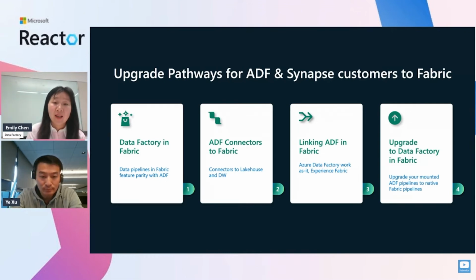It is just run as it is. So simply connect to your lakehouse and the data warehouse. So the third pillar is we can link your ADF items in Fabric. This is a public preview at FabCon in Europe. This function allows customers to link their existing ADF pipelines to the Fabric platform without any changes.